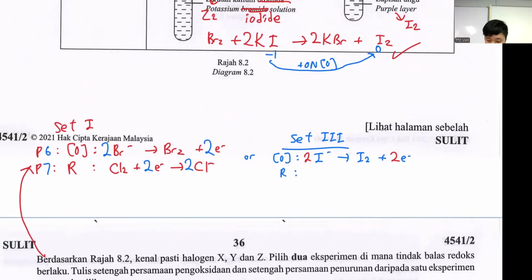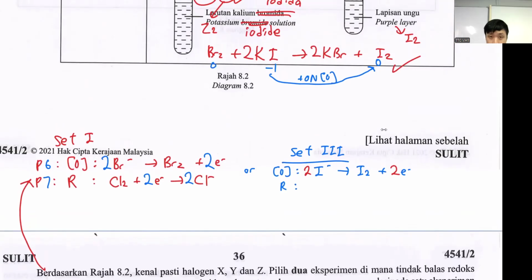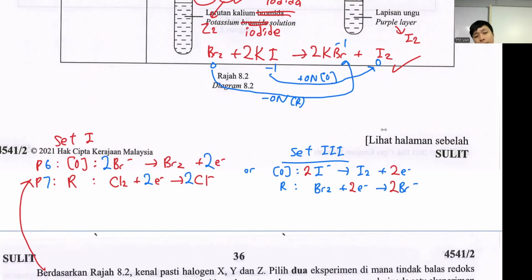Reduction, 0 to -1. This one is a decrease in oxidation number. This is reduction. So Br2 plus electron becomes Br minus. Again, balance. I choose one only. In the exam, you choose one. You choose set 1 or you can choose set 3 also.